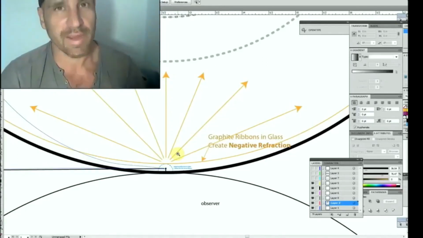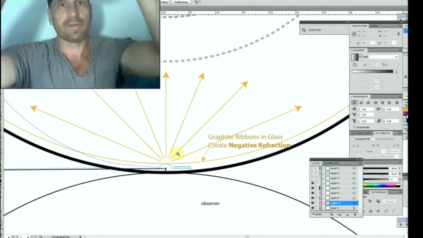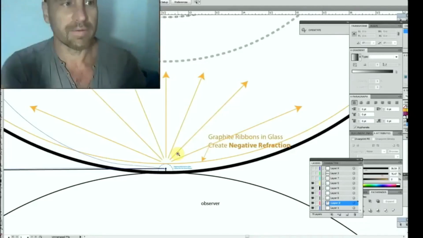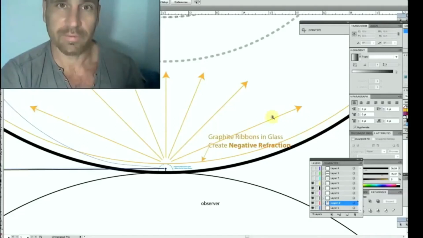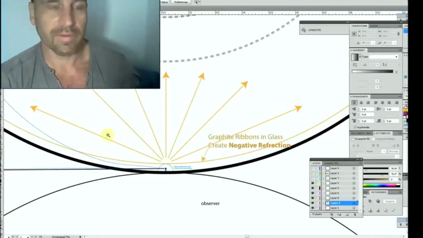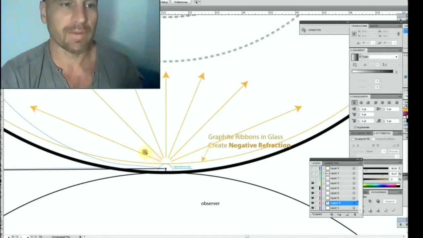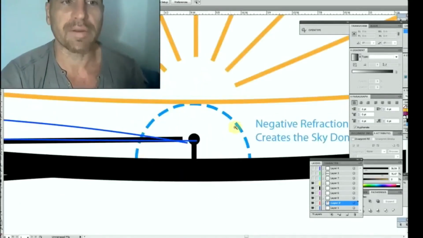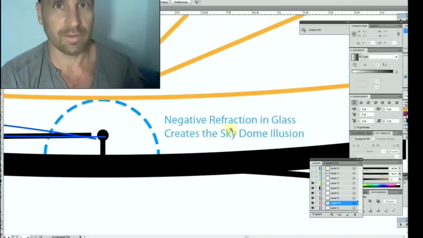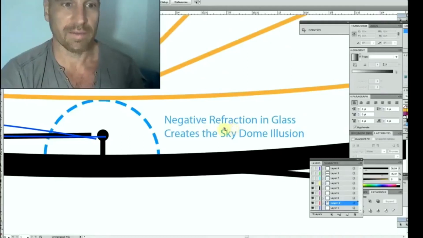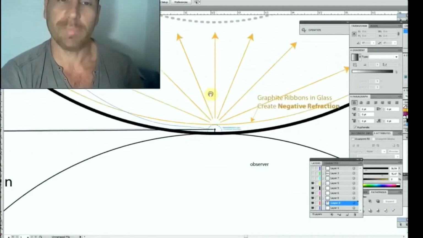With this negative refraction, it simply turns the convex dome inside out, and you actually get a greater refraction at the extremities here. Okay? The greater the incident angle, the greater the squishing and the greater refraction like that. And so this little blue area would be the apparent dome illusion, the dome illusion that you think is the sky. Negative refraction in glass creates the sky dome illusion. Okay, so light is bending within the Earth.